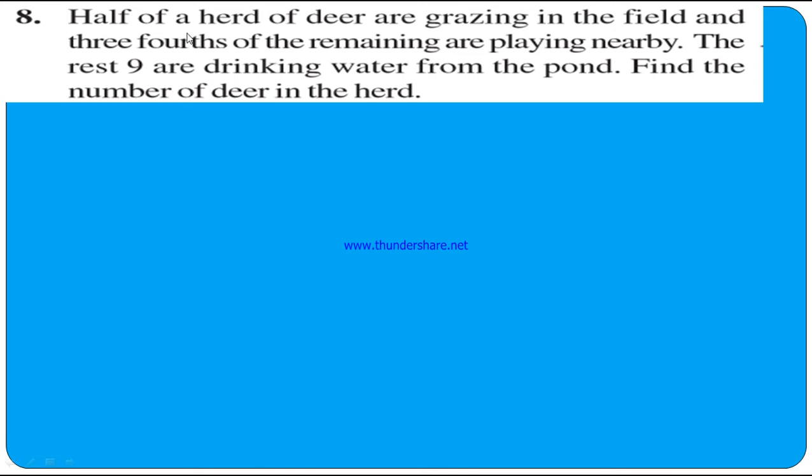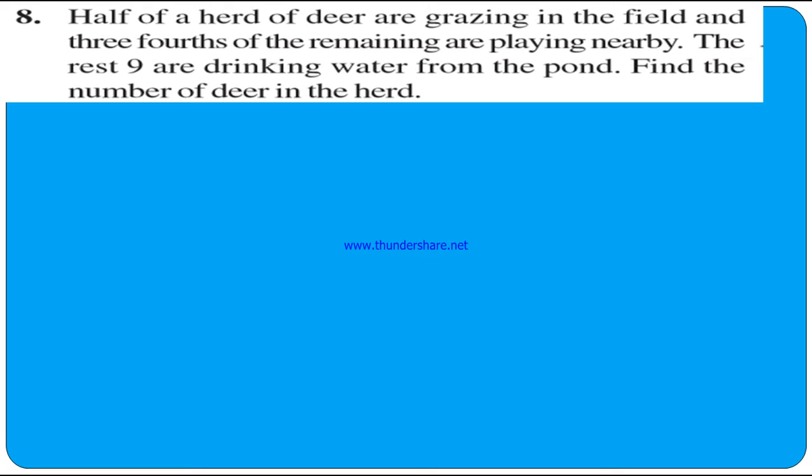So half of a herd of deer are grazing in the field. Grazing in the field, that is eating grass, and three-fourths of the remaining are playing nearby. The rest, apart from this remaining, 9 are drinking water from the pond. Find the number of deer in the herd. So, what is the total number of deer?